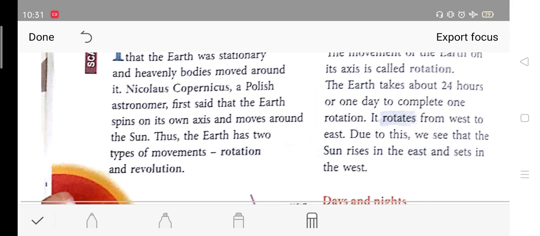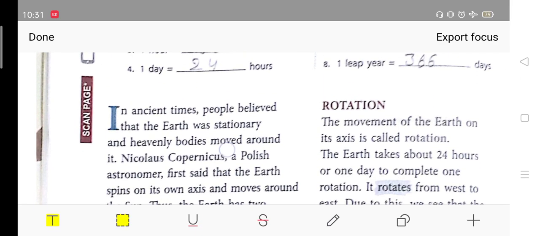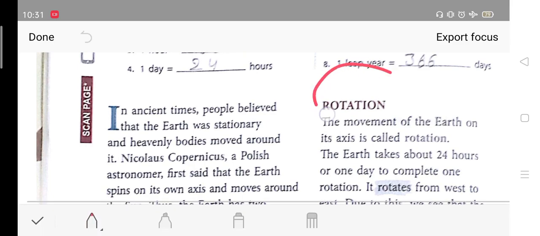Now we will first study rotation. I will upload another video which will depict what exactly rotation is and what exactly revolution is. Then we will study the effects of rotation, the effects of revolution, and all that. Now the first one, rotation: the movement of the earth on its axis is called rotation.